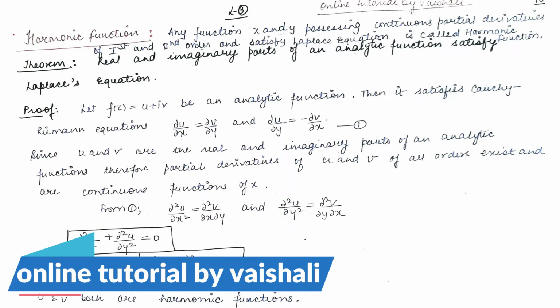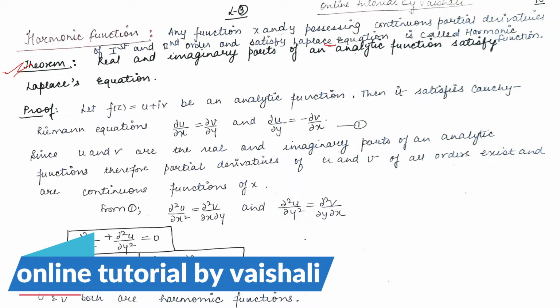Now moving to the harmonic function. I'll just read the definition and then I'll explain the theorem and this definition both. Harmonic function: any function of x and y possessing the continuous partial derivatives of first and second order that satisfies the Laplace equation is called a harmonic function. It means if you have a function dependent on the variables x and y, and it has partial derivatives in terms of x and y, and it satisfies the Laplace equation, then such a function is called a harmonic function.